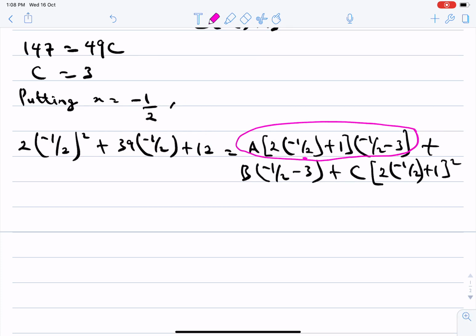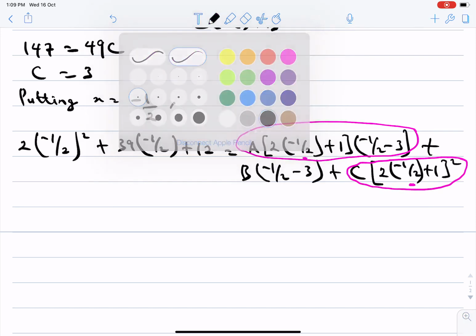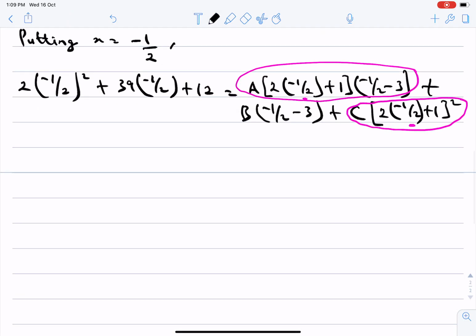2 times minus 1 over 2 is minus 1, plus 1. That's 0. This is 0, and that also means the whole of this is 0. So on the left hand side, we are left with minus 1 over 2 squared, which is 1 over 4, times 2, which is 1 over 2.